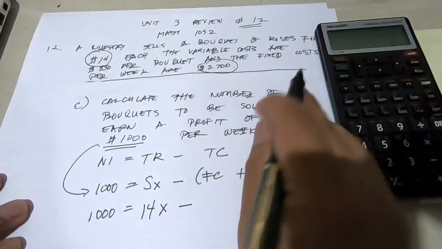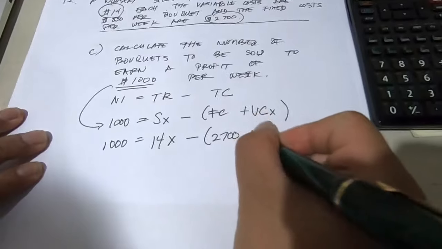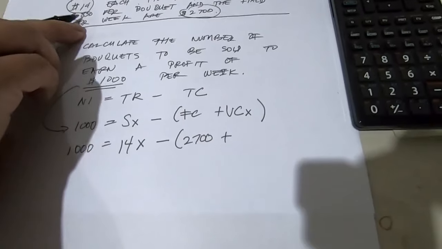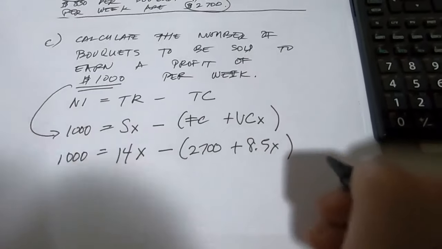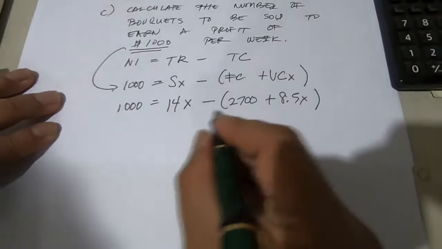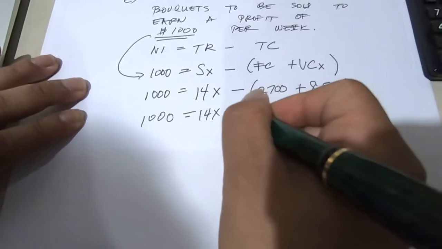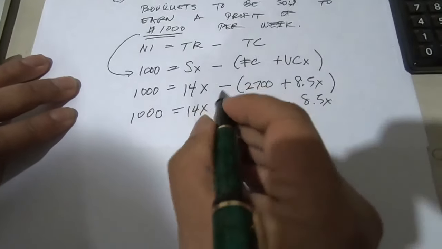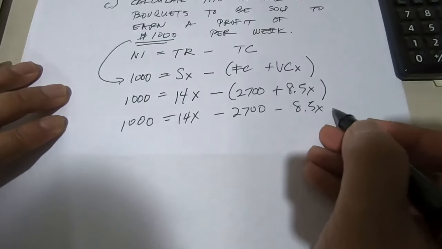2,700, that's the fixed cost. We know this from the word problem. So that's 2,700 plus the variable cost multiplied by X. 8.5 goes down here because we know that's the variable cost. It remains the same. 8.5X there. Okay, so now we get rid of the brackets. So that's 1,000 equals 14X minus 2,700 minus 8.5X, because the negative goes into both terms within the brackets.